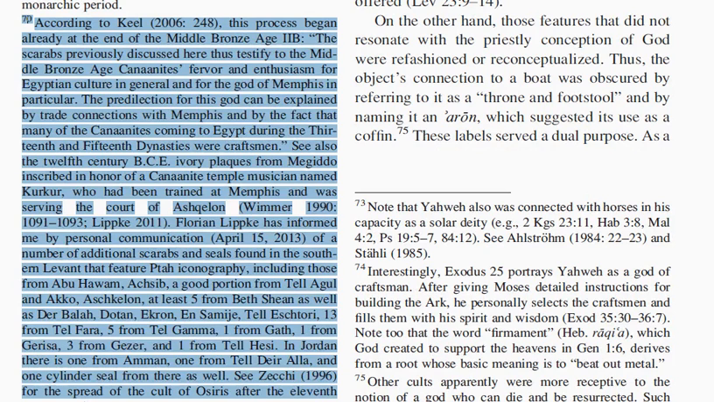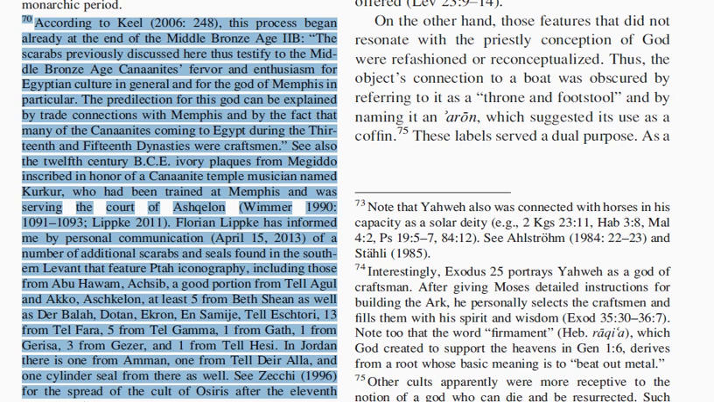Footnote. According to Keel, 2006, page 248, this process began already at the end of the Middle Bronze Age. The scarabs previously discussed here thus testify to the Middle Bronze Age Canaanites' fervor and enthusiasm for Egyptian culture in general and for the god of Memphis in particular. The predilection for this god can be explained by trade connections with Memphis and by the fact that many of the Canaanites coming to Egypt during the 13th and 15th dynasties were craftsmen.